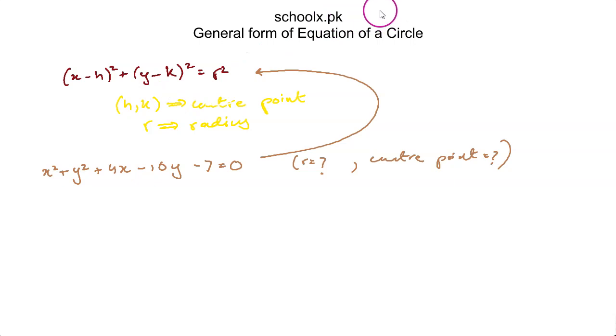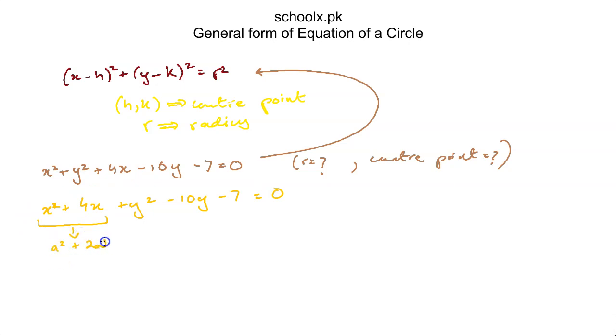So now, what we'll do is make use of the completing the square method, which you have already learned in the chapter on quadratics. For that, I'll have to write the terms of x² with x and y² with y. So I'll get x² + 4x + y² - 10y - 7 = 0. Now from this, we'll have to make up this formula.